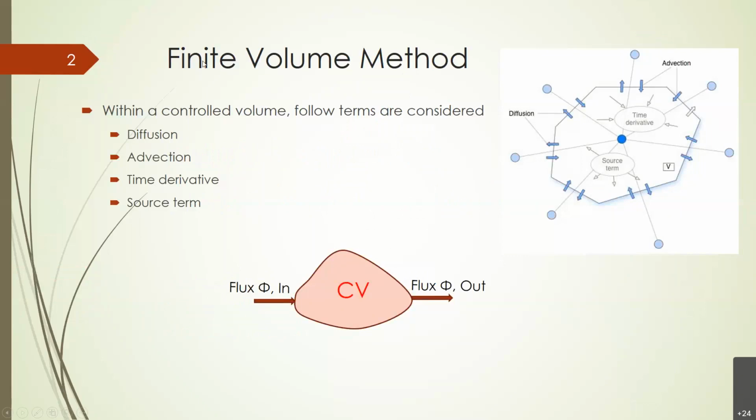Okay, so the finite volume method has a general equation that covers the following terms: diffusion, advection, time derivative, and source term, and they move in and out of a defined control volume as shown at the right here. So as we learned previously, a control volume is a space we define ourselves, and we allow some flux to go in and out.